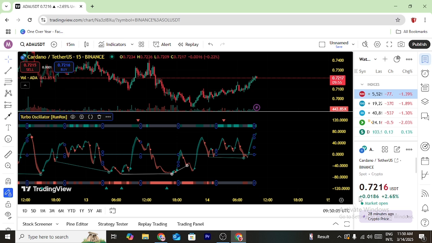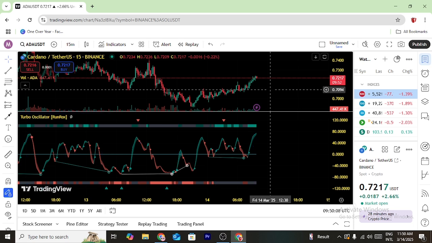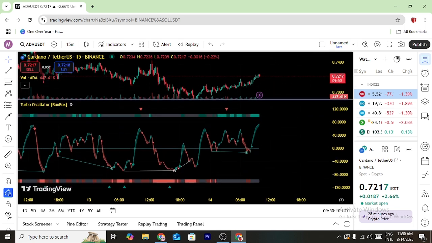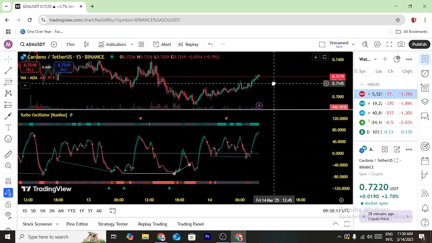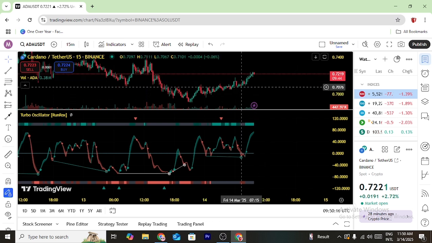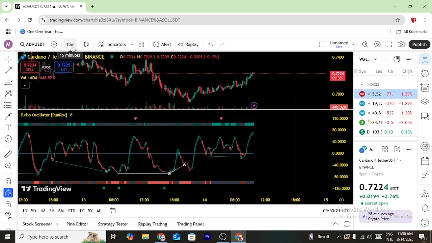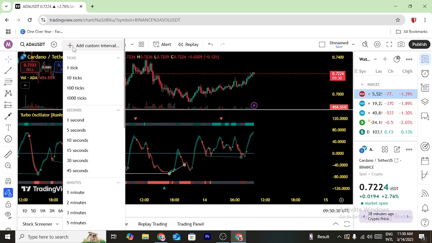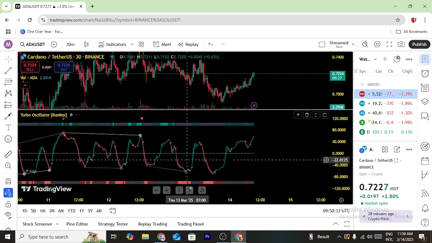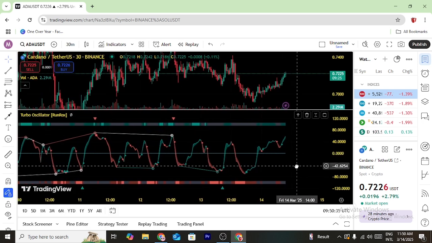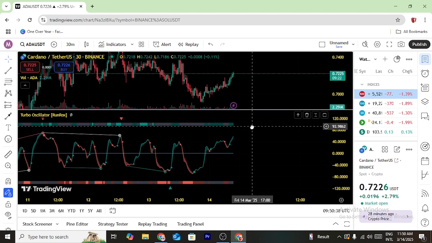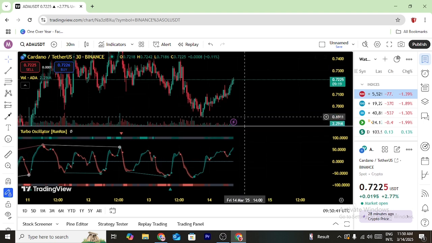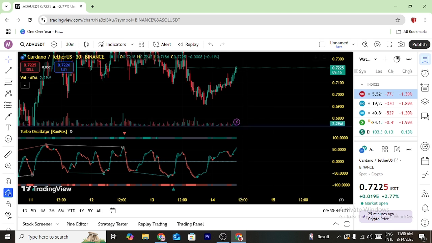Now we have to understand this indicator perfectly. This is a very interesting and professional indicator that you can use. If you can see the market is in a trend that's going up, you can use it on the 15 minutes time frame, or you can see it in the 30 minutes time frame. The 30 minutes time frame is best for this indicator.